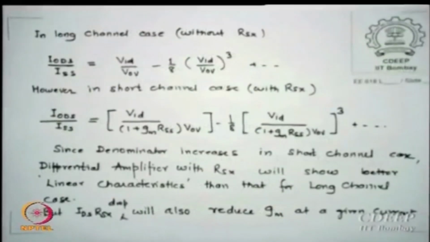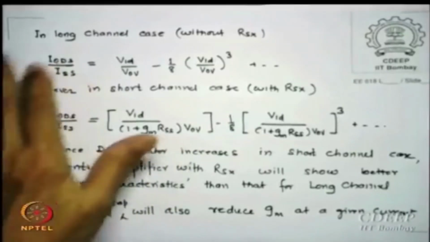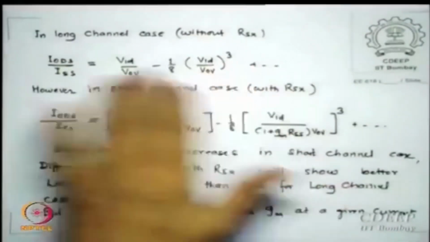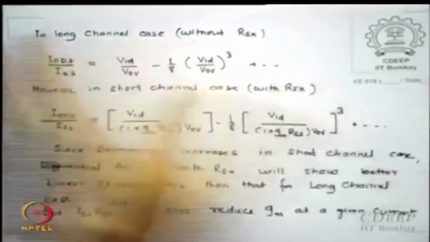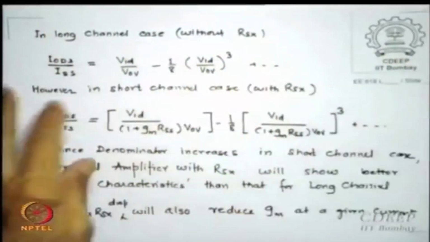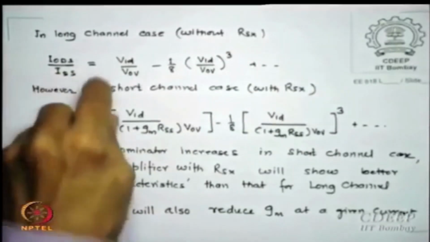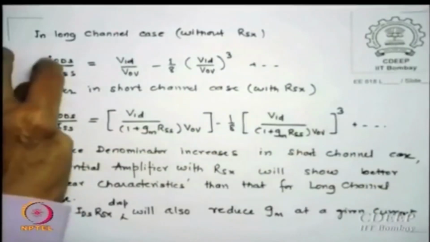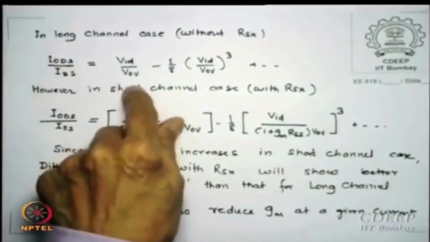In a long channel device, please remember that the non-linearity of the IO characteristics, or the VO versus VN characteristics, can be analyzed by Taylor series expansion. If I do the Taylor series expansion for IODS by ISS, you can read some papers, I have just copied from some paper, so just check it. IODS by ISS versus VID by VOV. I am plotting the ratio of output current with VID.